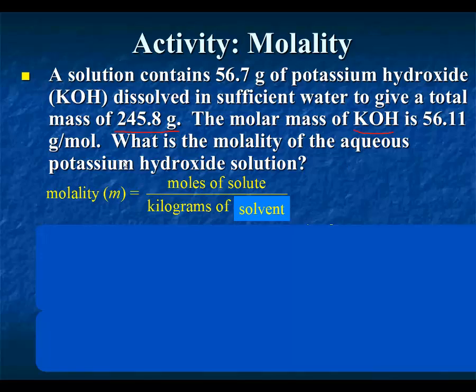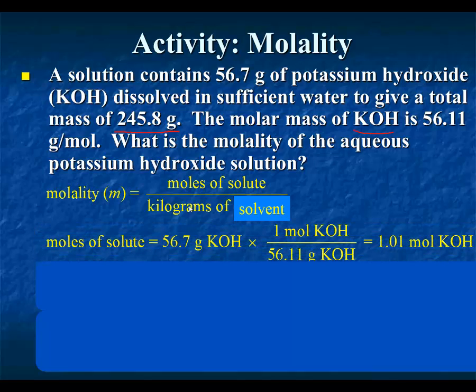So I have to realize I'm taking the moles of the solute divided by the kilograms of the solvent to calculate this. And so I need to calculate how many moles of potassium hydroxide I have. So I was told I have 56.7 grams of potassium hydroxide. The molar mass of potassium hydroxide is 56.11 grams per mole. So I have just a little bit over a mole. I have 1.01 moles of potassium hydroxide.